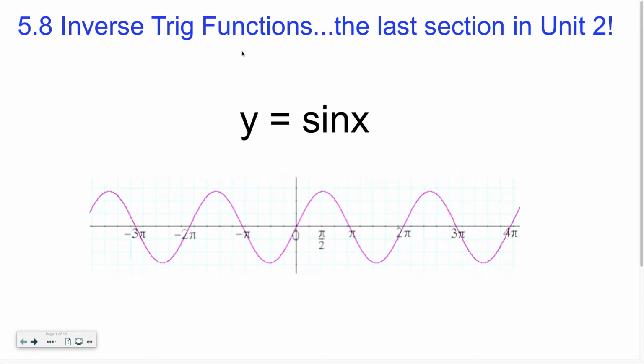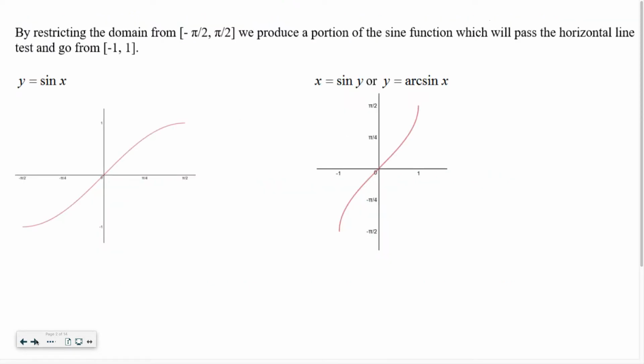So we just talked about inverses. Does this graph pass the horizontal line test? No, the horizontal line is going to go through it an infinite number of times. So this graph would not have an inverse. If we took the inverse, it would look like this.